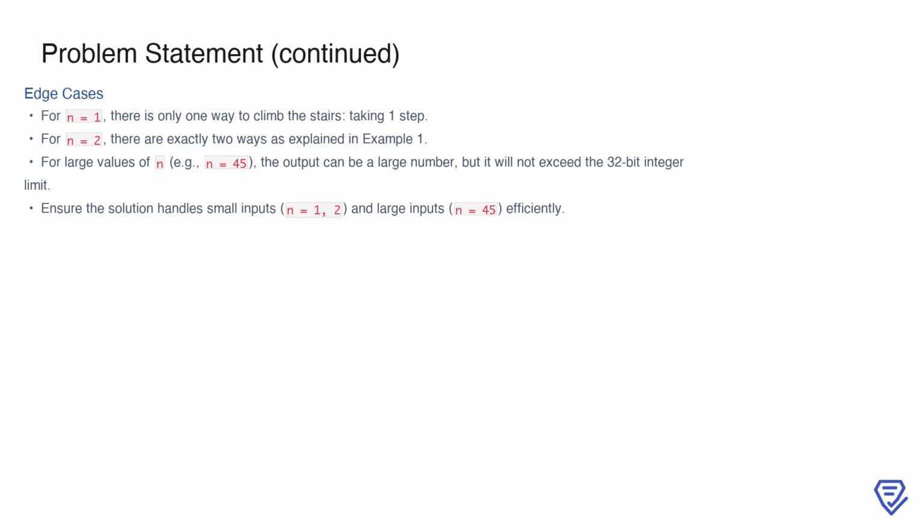On the other hand, for larger values of n, such as 45, the number of distinct ways can be quite large, but it will always fit within a 32-bit signed integer. This means that your solution needs to be efficient enough to handle both small inputs, like n equals 1 or 2, and large inputs, like n equals 45. By carefully considering these constraints and edge cases, you can ensure your solution will work correctly for all valid inputs.